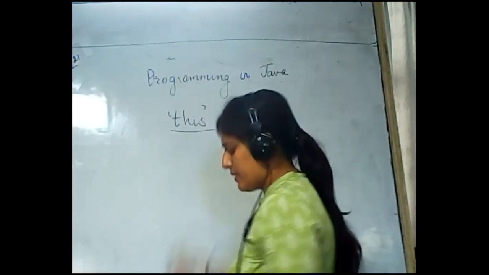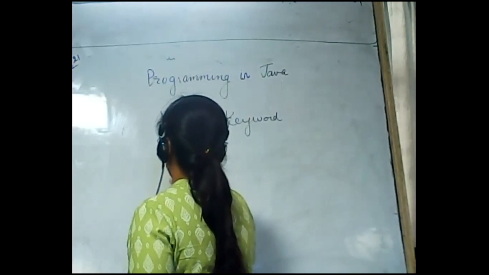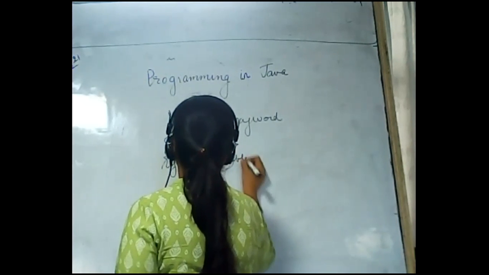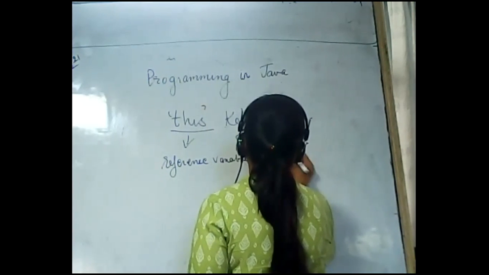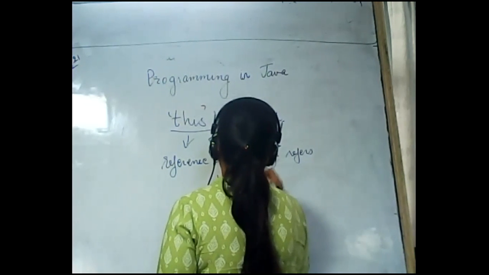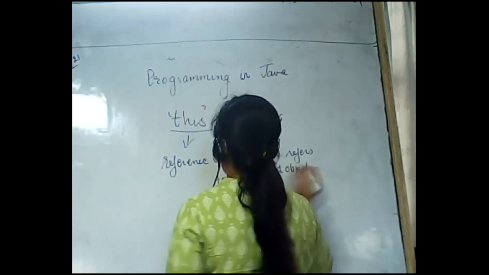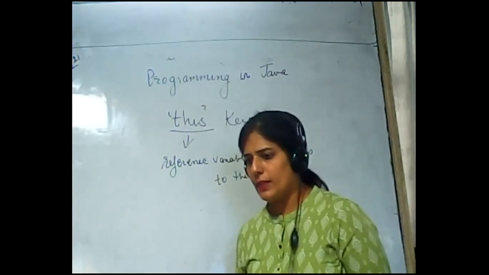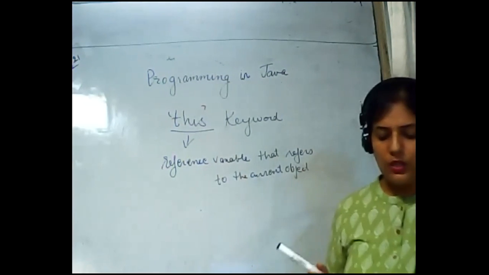So why do we require this keyword, and what is the purpose of this keyword? It is a reference variable that will always refer to the current object. So this is how we can refer to this particular keyword. It is a reference variable. How can we mark it? This is a reference variable that will refer to the current object.